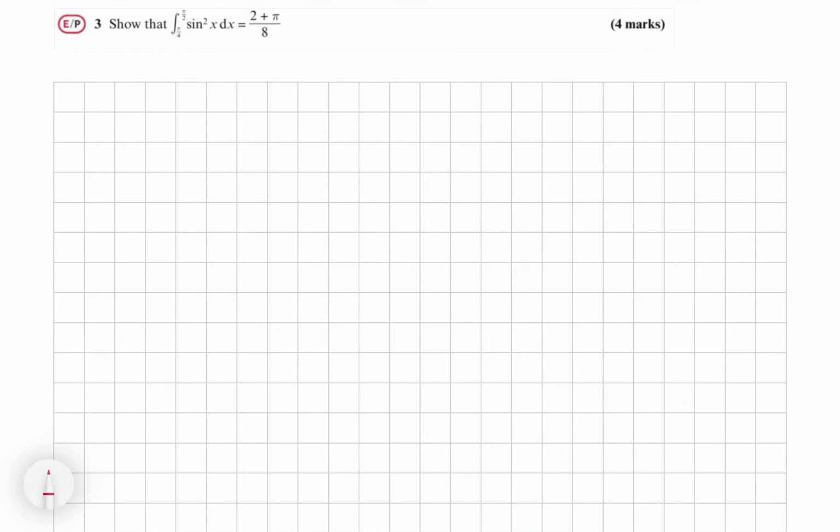Now then, I want to integrate sine squared, and I need to remember that I can't integrate sine squared until I've used the double angle formula to replace it. So I can derive from my formula booklet, using cos(A + B) = cos A cos B minus sin A sin B, that cos 2x is equal to cos squared x minus sine squared x.